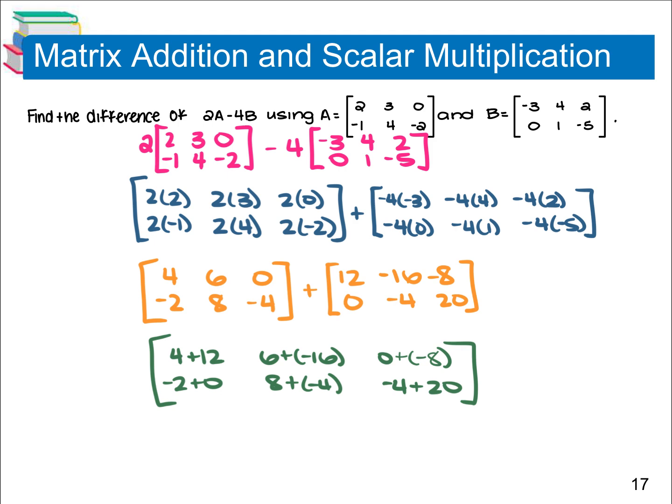Your 4 plus 12 is 16. 6 plus negative 16 is negative 10. 0 plus negative 8 is negative 8. Negative 2 plus 0 is negative 2. 8 plus negative 4, or 8 minus 4, is 4. And negative 4 plus 20, or 20 minus 4, is 16.